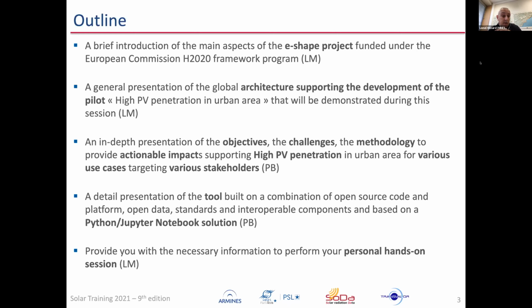And then it will lead us to the last information, where we are going to provide you the necessary information for you to perform your personal hands-on session. So after this session, you will be provided with some information and credentials to access the tool itself, and you will have 3 days to test it on your own. And then we will reconvene on Thursday to do the debrief. More detail to come during this part.